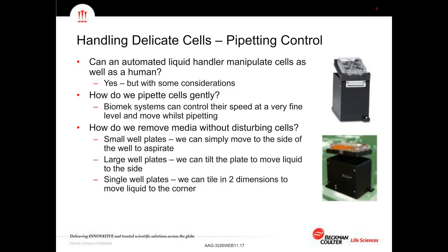Going up a level from that, a single well plate, or even some of the 6 well plates as well, we can tilt in 2 dimensions to move liquid to the corner. This particular device is slightly different. It allows us to rock the plate in all dimensions and stop it at a given position. So we might tilt a 1 well plate on one axis to the short axis and go in with 8 pipettes to rapidly remove the majority of the media. And then at a second pass, we might move it to the corner to aspirate the remaining liquid with a single pipette tip, before we put our new media back on top.